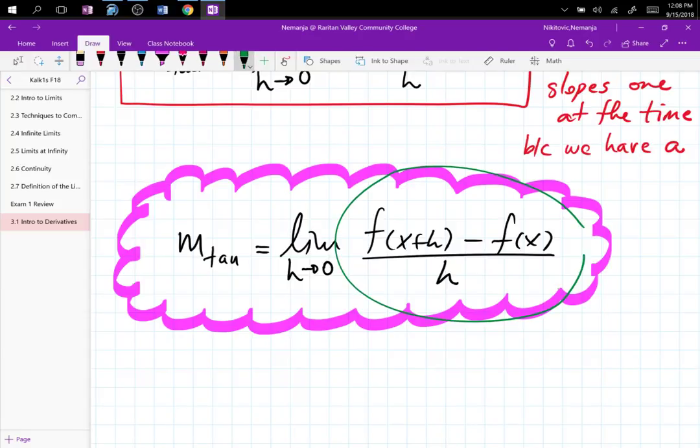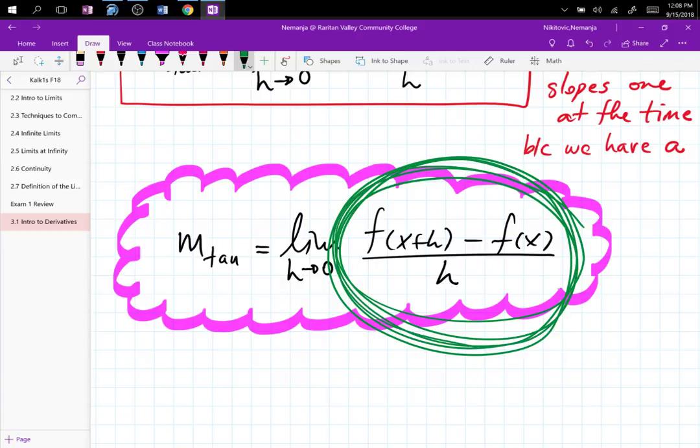Does anyone recognize this? What is that?